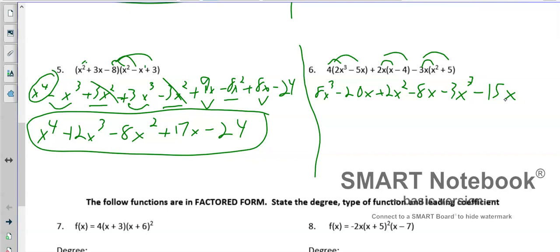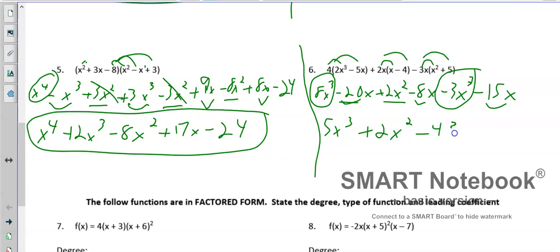My highest degree is actually both of these. So 8 minus 3 is 5x cubed. I only have 1x squared. And then I have 3 x's. So negative 20 minus 8 is negative 28. And if I subtract another 15, I get negative 43x. And that's it for that section.